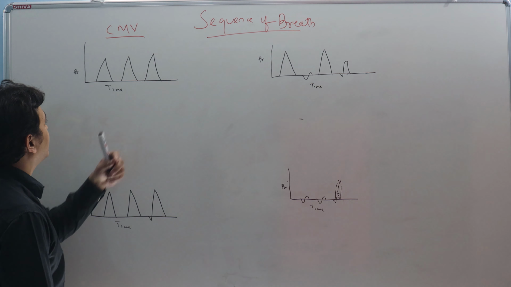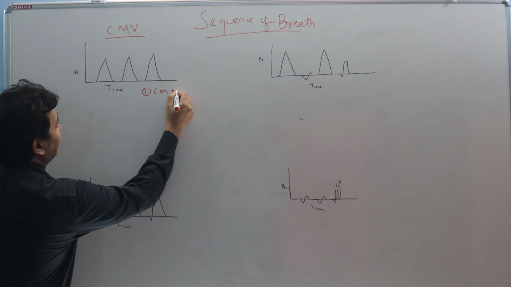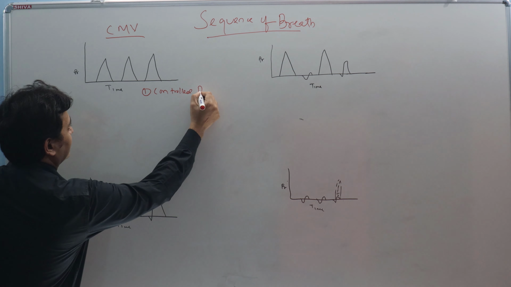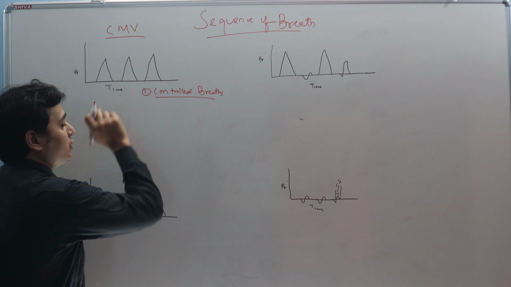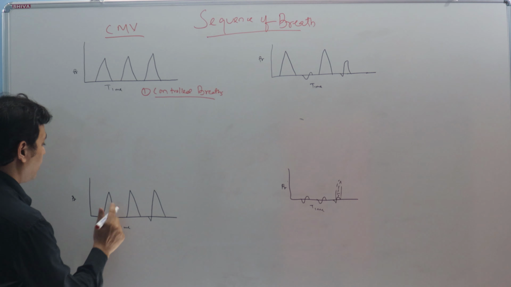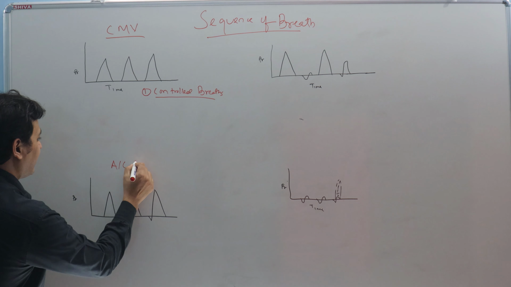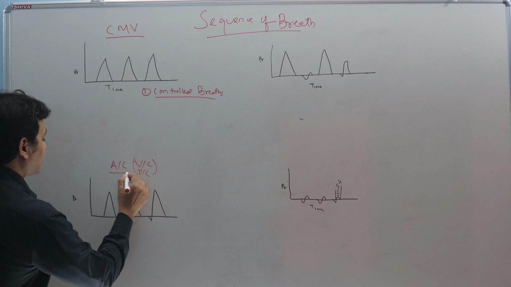So all the sequence are controlled breaths. So only one pattern is there here, that is controlled breaths. All the breaths are given by the machine. Okay. And this is called AC, VC or PC. It's called assist control.